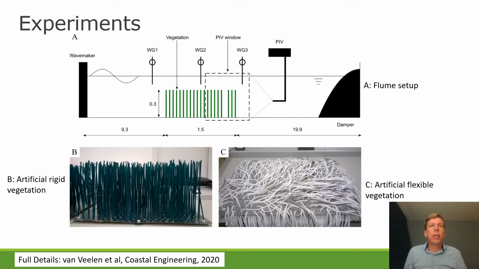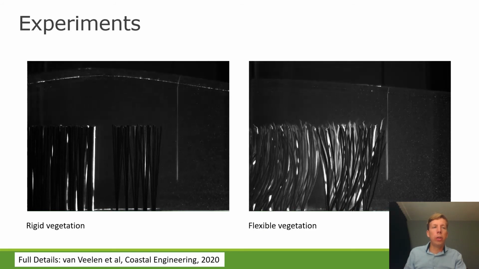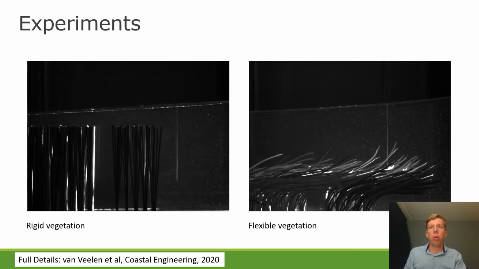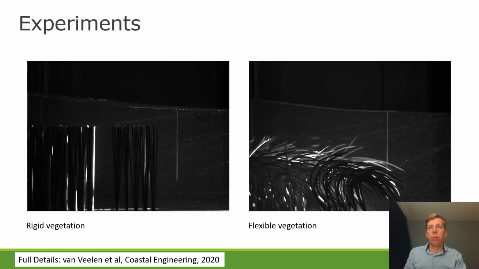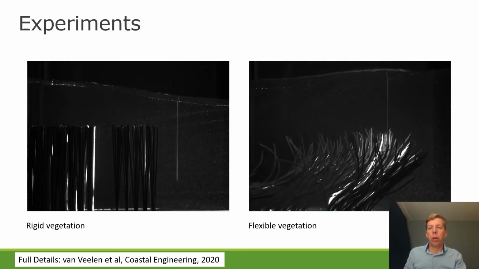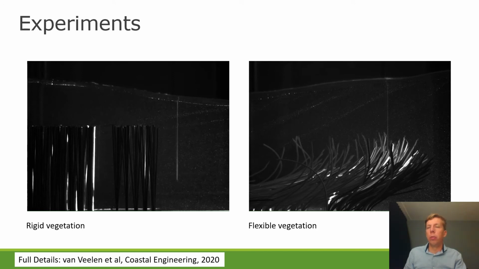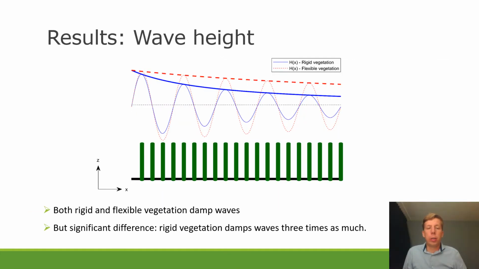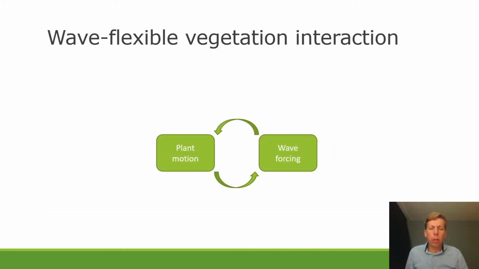To understand the wave-vegetation interaction, we conducted experiments in the Swansea University wave flume with artificial rigid and artificial flexible vegetation, and we measured the wave heights, we measured the water particle velocities using PIV, and we also measured the vegetation motion of flexible vegetation. So how did the experiments look? There are 2 videos of both the rigid vegetation and the flexible vegetation, and you see the particles which show the water particle motion. And what we find is that both the rigid and flexible vegetation damp waves, but there's a significant difference. The rigid vegetation damps waves up to 3 times more than the flexible vegetation.